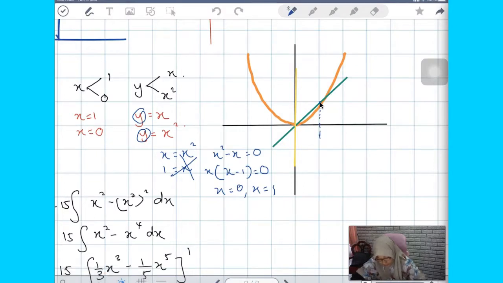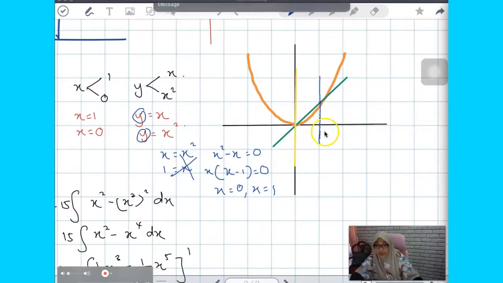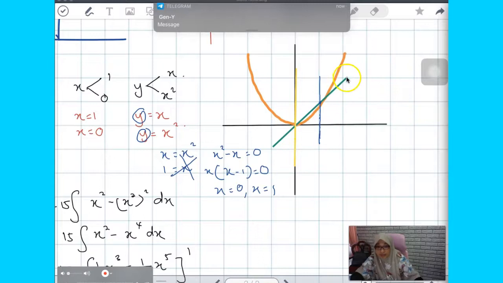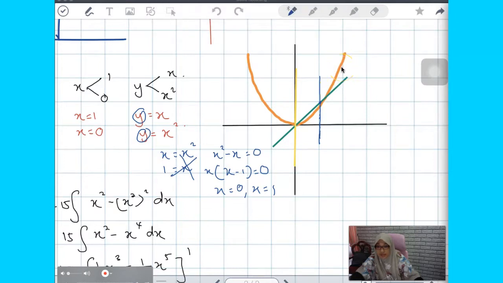So now we have the line over here. Okay, so this one is the line x equal to 0 and this one is the line x equal to 1. And the green one is the line of y equal to x, and the orange one is the curve of y equal to x squared.